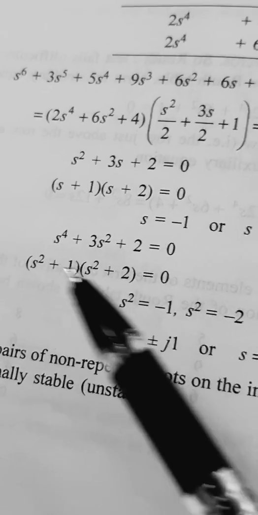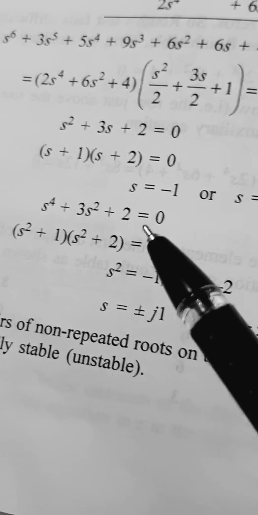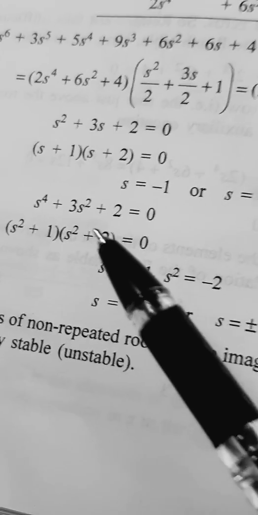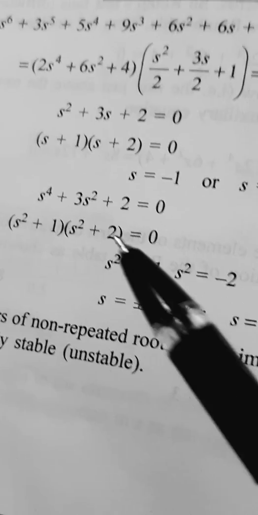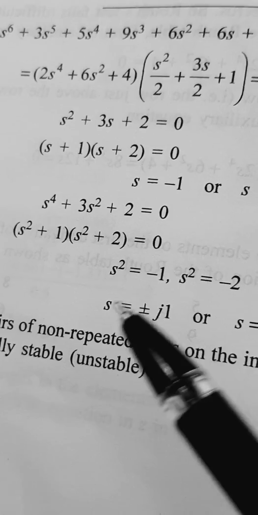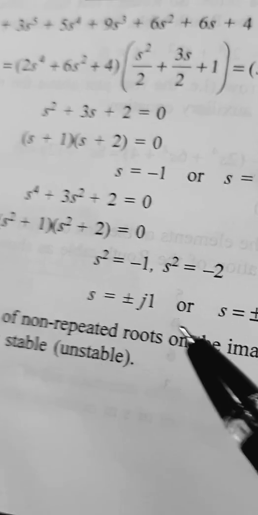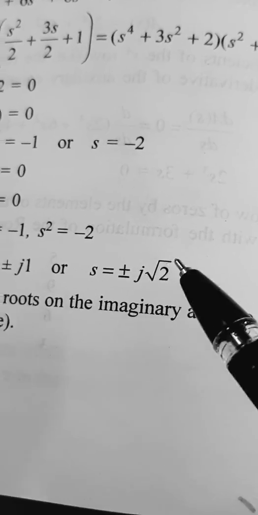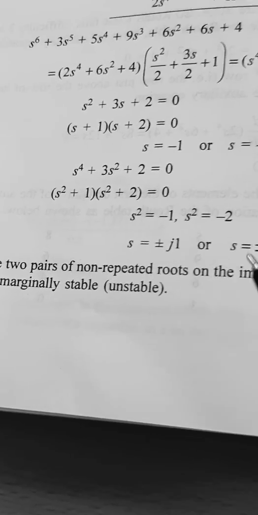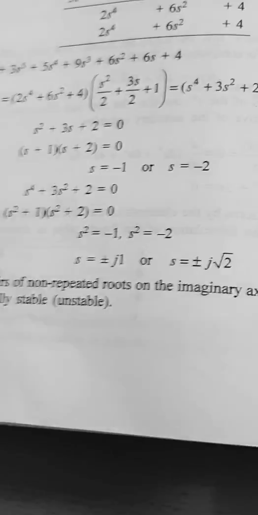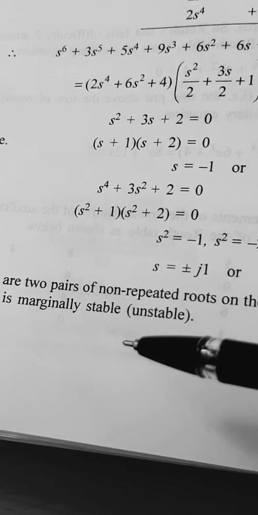Now when you analyze this expression, you will get s square plus 1 into s square plus 2 is equal to 0. It indicates that s square is equal to minus 1 and here s square is equal to minus 2. That means s is equal to plus or minus j1 or s is equal to plus or minus j2. When you look into these roots, these are two pairs of non-repeated roots on the imaginary axis. So the system oscillates and it is marginally stable.